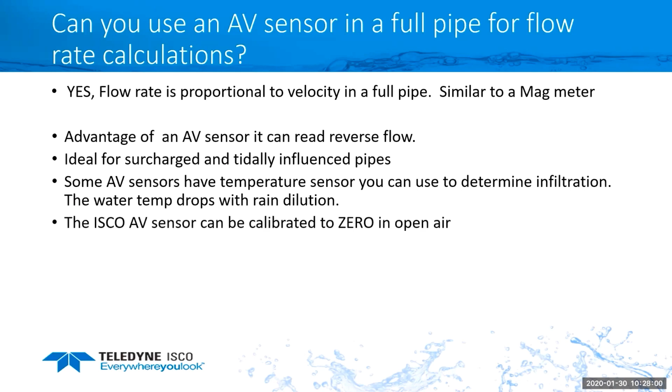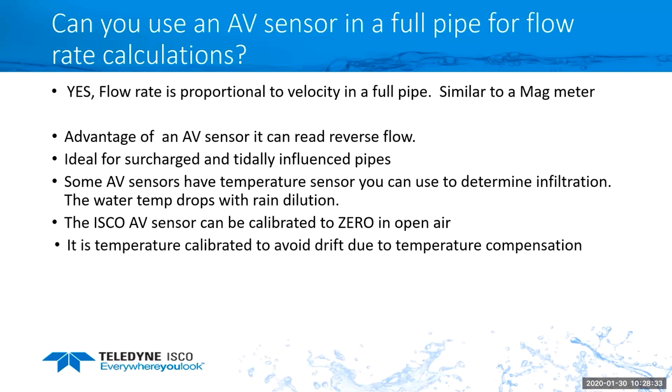Another option for calibrating AV sensors, like the ISCO sensors, they are temperature calibrated, and so the advantage of that is you can take that sensor, calibrate it to 0 level in open air, and then install it in your channel. I've found, especially on higher velocity applications, this ends up being more accurate than trying to put a ruler in the water and measuring, because how the water rises up on the ruler, it makes it difficult to get an accurate level reading.